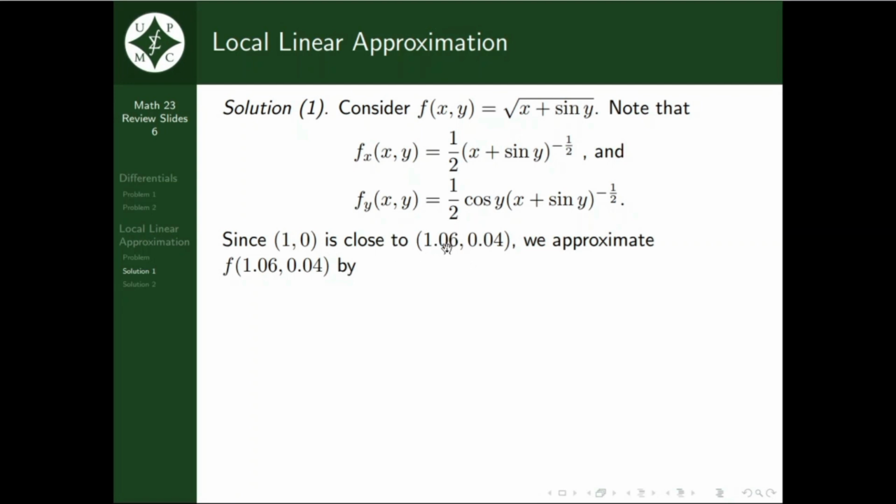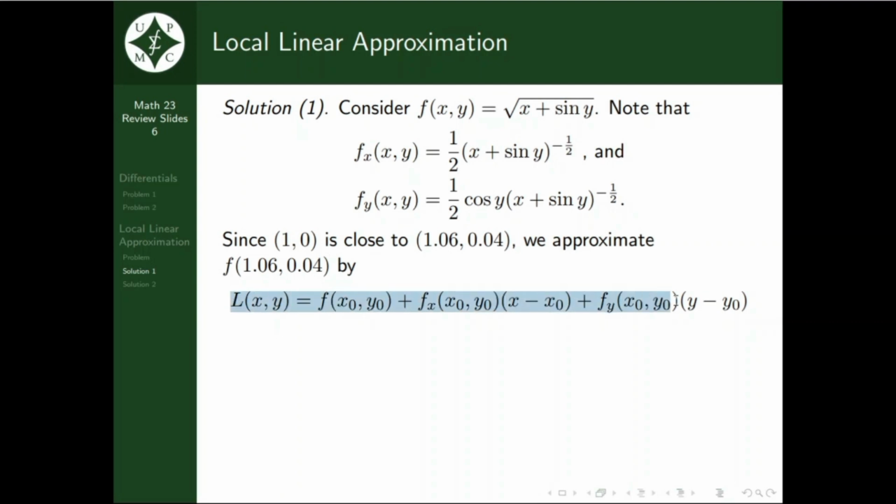So, ayan, 1.06 is very close to 1 and 0.04 is close to 0. So, pwede natin ma-approximate yung function f evaluated at x equals 1.06 and y equals 0.04 by the linearization of this function at the point (1.06, 0.04). So, ito yung equation niya. Yung kailangan lang natin ay ma-familiarize dito, pero may pattern naman, very mas madali siyang i-memorize.